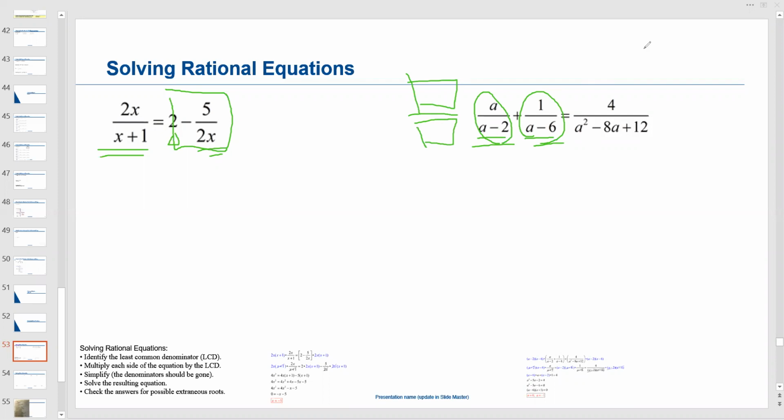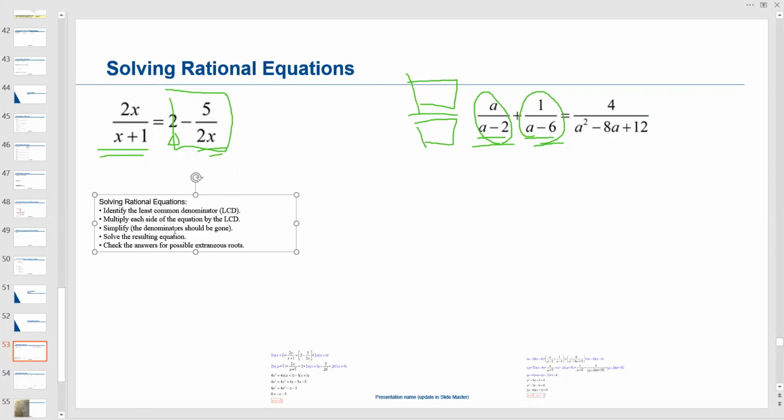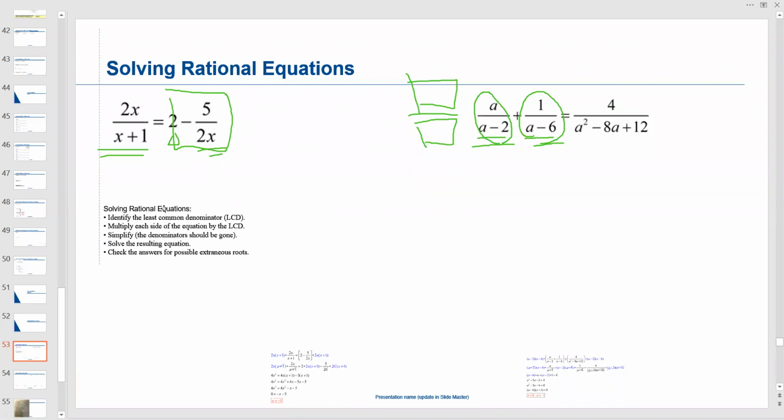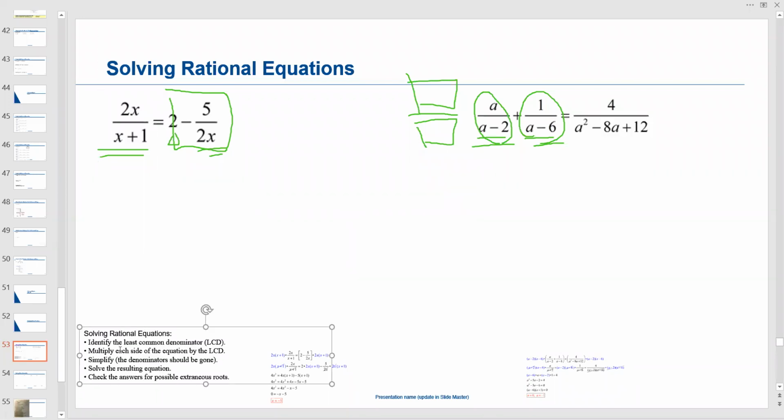How do we do that? It is pretty much the same as what we do when we simplify rational expressions. All right. So what can we do? First step. Let me pull this up quickly. Actually, I already wrote it down here. The first step is to identify the least common denominator. All right. So find the least common denominator.